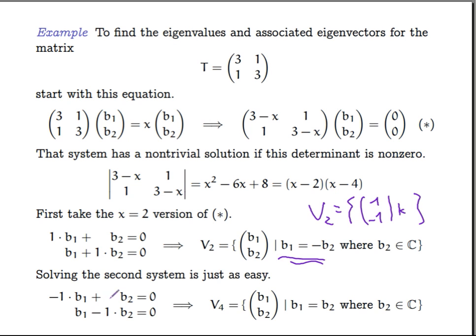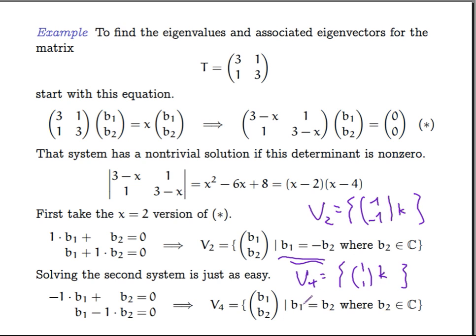Okay, so we get the same result as we did before, that the solutions are equal to some particular vector times any scalar multiple. Now, I could have chosen 2, minus 2, or 3, minus 3. I could have chosen minus 1, 1. All of those are correct answers. All of those are eigenvectors.